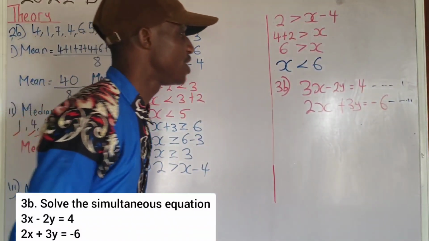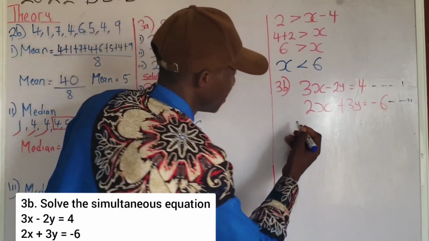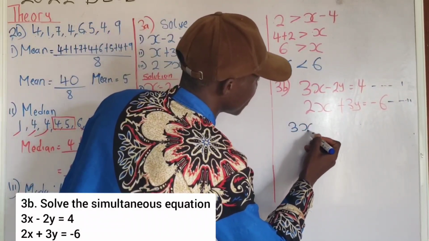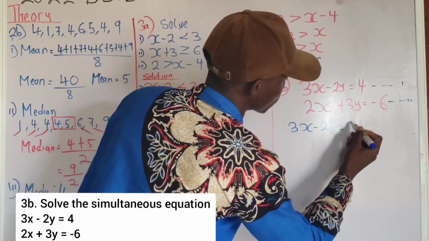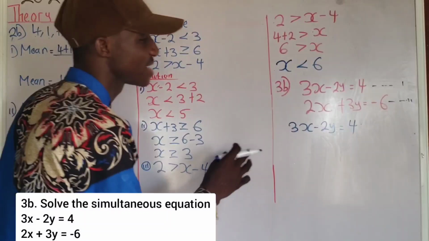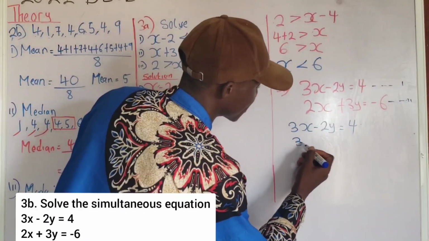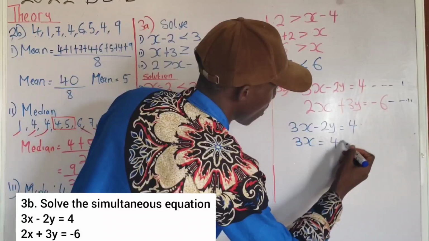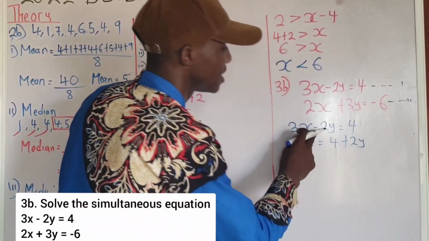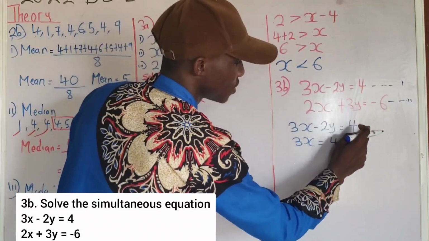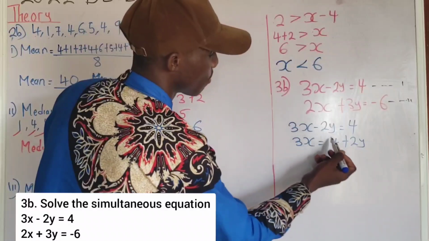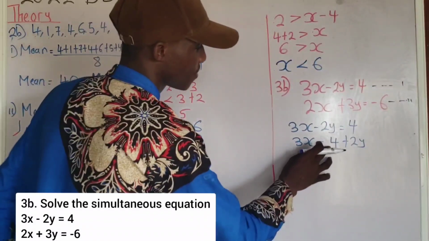So let's go. Equation 1 is 3x minus 2y equals 4. Now I want to make x the subject of the formula in this equation. So I'm going to have 3x equals 4 plus 2y, because if the negative 2y crosses the equals sign to the other side, I'm going to have a positive 2y. You understand? So that's why I have 4 plus 2y.